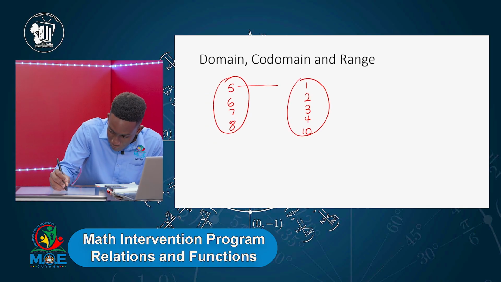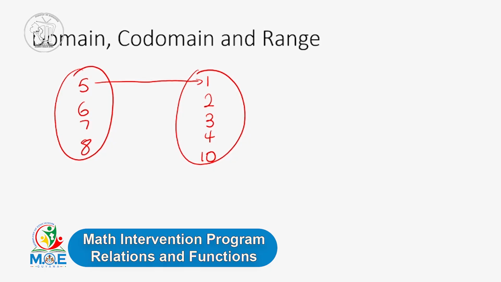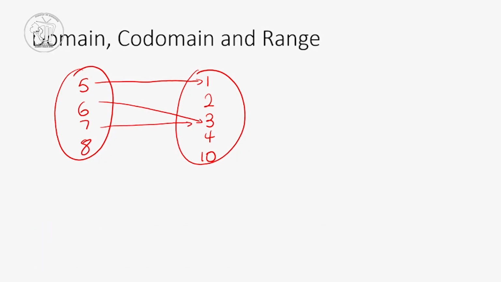So we'll map 5 onto 1. Then we map 6 onto 3. Then we map 7 onto 3. And then we map 8 onto 4. And this would be X, and this would be Y.